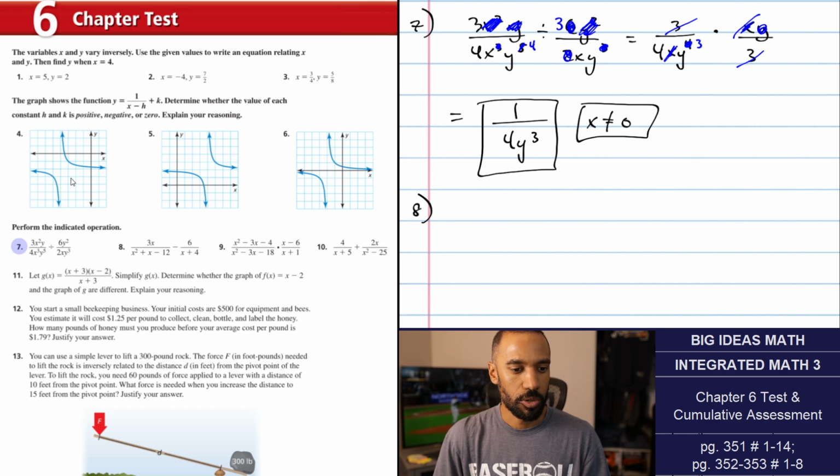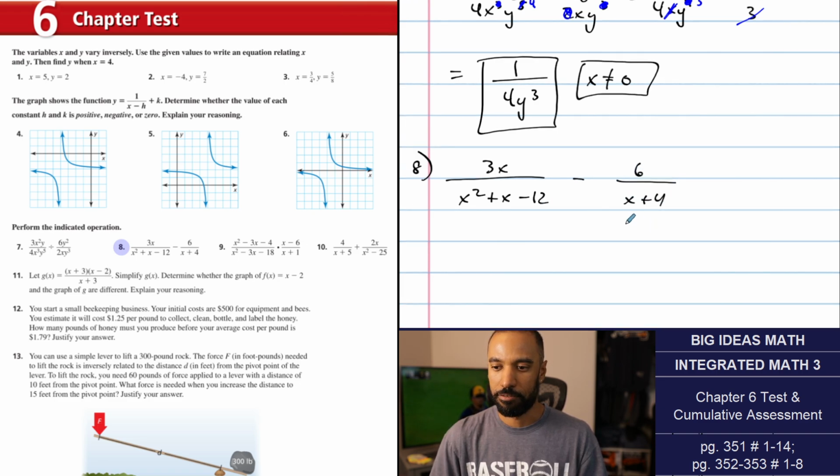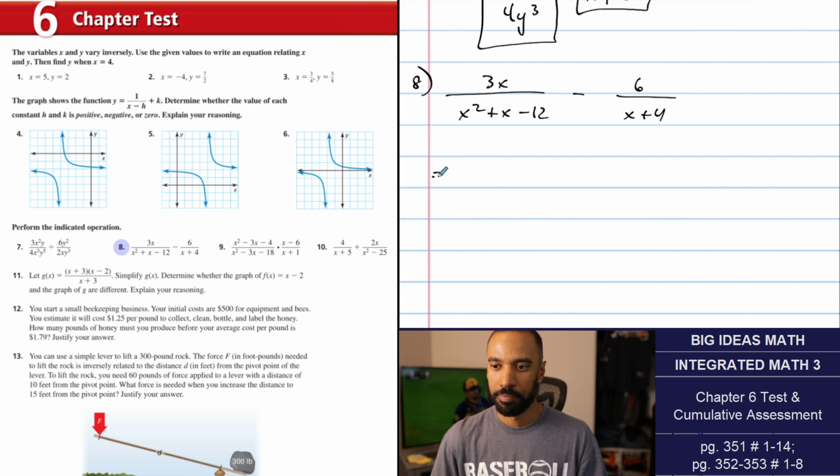Number 8's a subtraction question. Completely different from the division question when it comes to what to do. We have to find a common denominator from this one. So we will begin by factoring. We'll begin by factoring this guy right here.